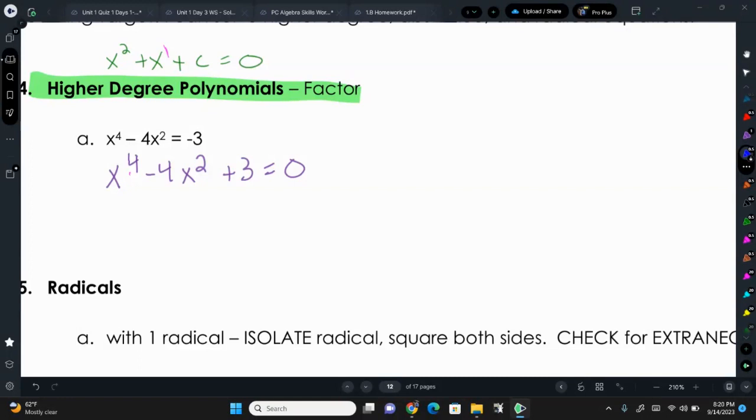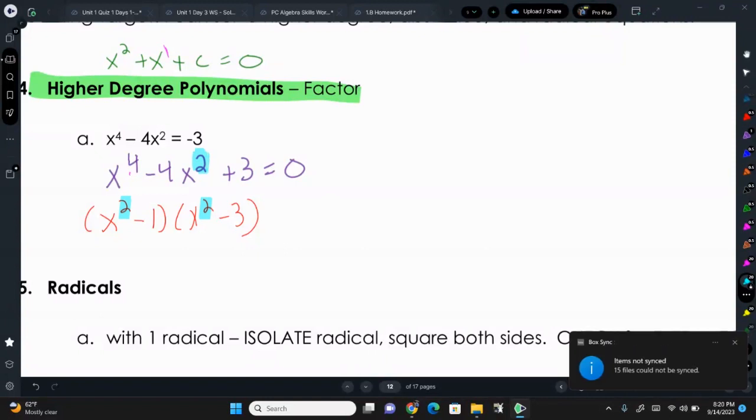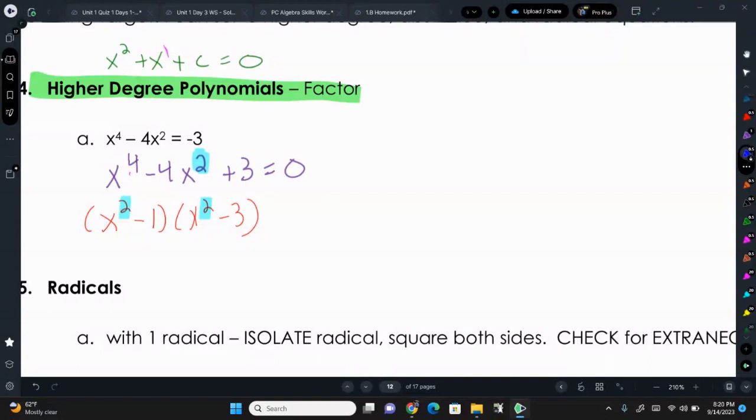So we say, what two numbers multiply to 3 but add up to -4? Well, that's -3 and -1. So we can rewrite this as x squared minus 1 times x squared minus 3. And the reason it's x squared is because our middle term was an x squared. When we would factor something like this, our parentheses would be x plus a number, x minus a number, and then we would set them each equal to 0. And we're going to do the same thing here.